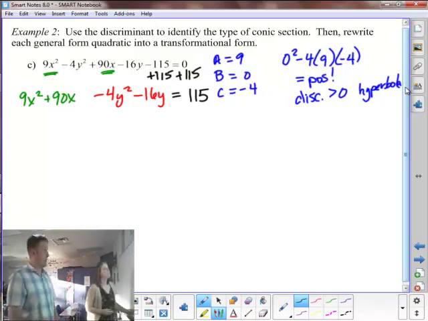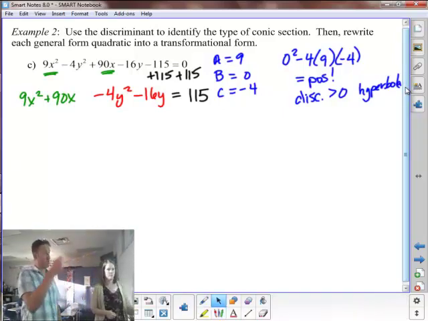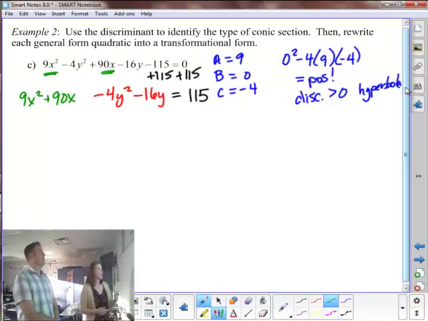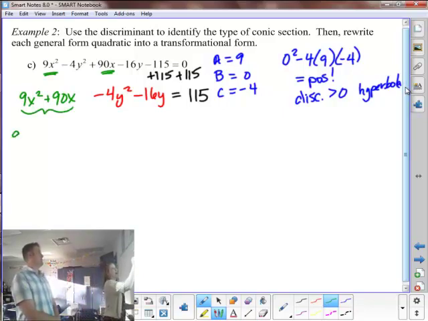Okay, so we've got x squared, y squared. We've got to complete the square for both cases. And this completing the square is a little bit trickier because we don't have a coefficient of 1. So we're going to have to now factor out a 9 and complete the square on x squared plus 10x, and something is missing.